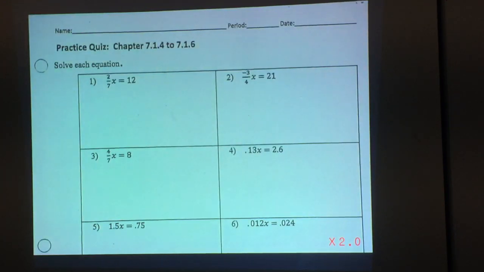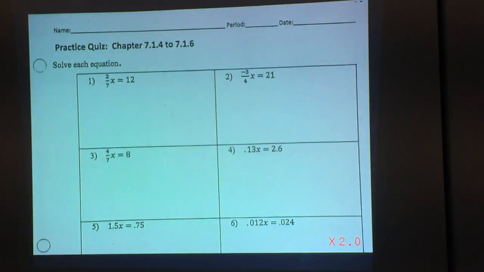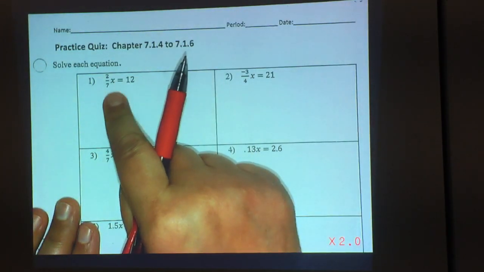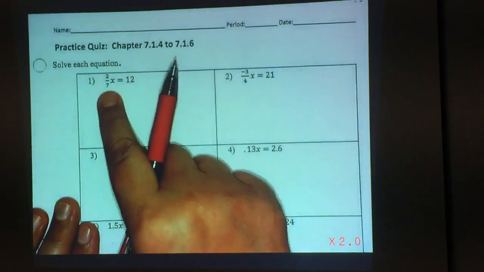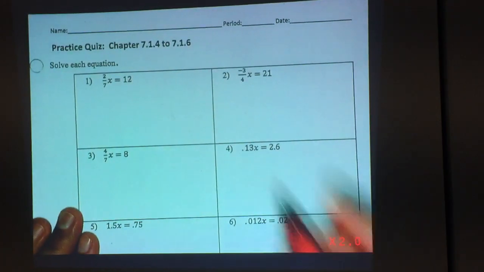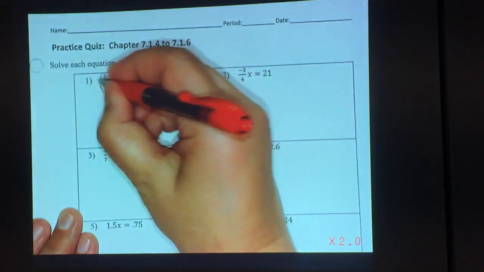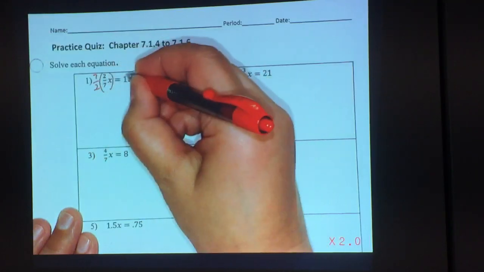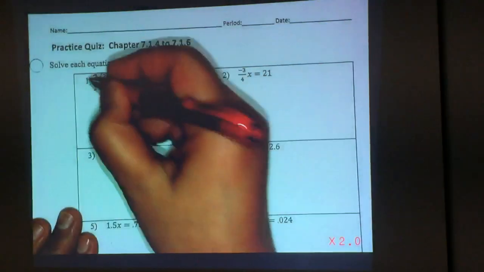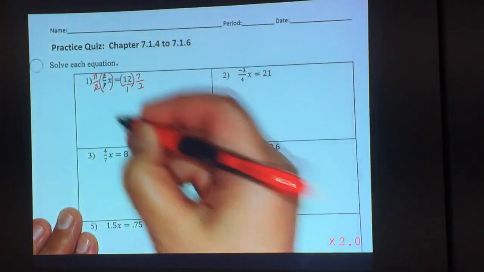Alright, get your ink pen so we can correct our practice quiz. To solve each equation, if you remember from the last 3 lessons, in 7.14 we multiplied by the reciprocal. So what is the reciprocal of 2/7? 7 over 2. I'm putting a 1 under that. Giant 1, goodbye.